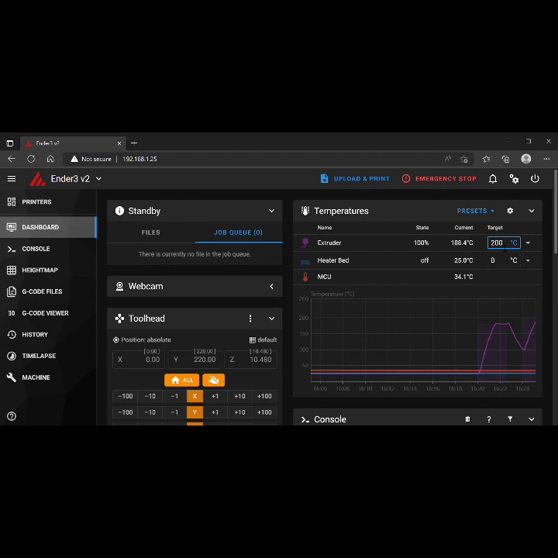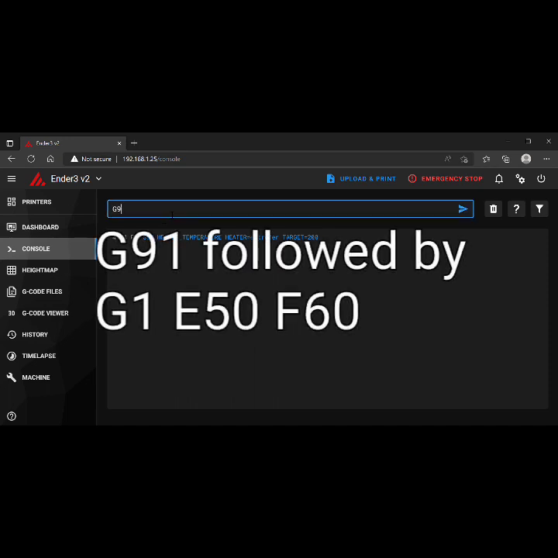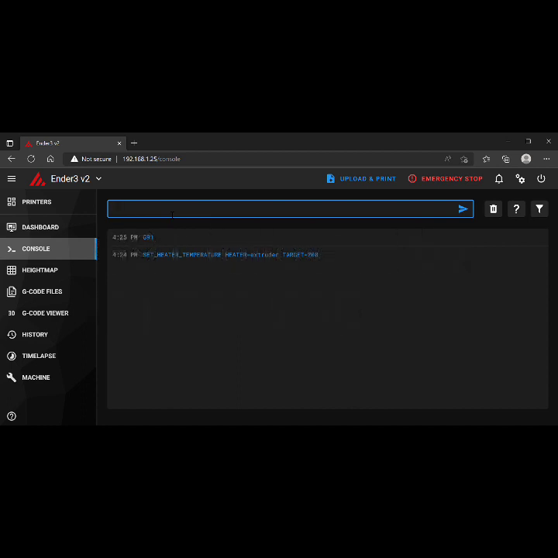We'll start with a G91, which puts the extruder in relative mode. Again, G91. Then we're going to enter in G1 E50 F60. This tells the printer to extrude 50 millimeters of filament at a feed rate of 60 millimeters per minute. So it's going really slow.